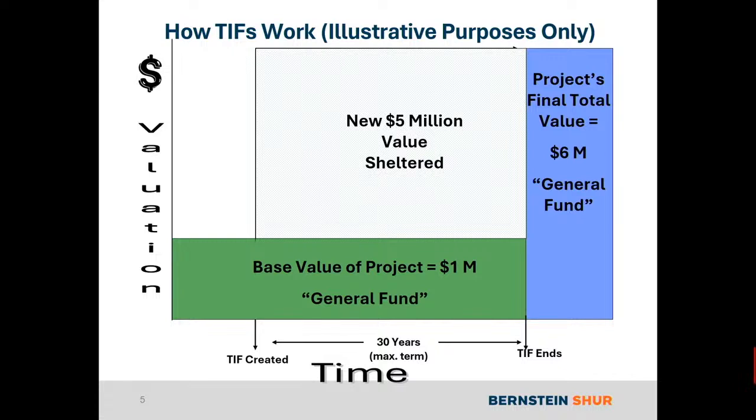So in this hypo, it's a $5 million investment, so the assessed value of that property is $6 million, but it's divided up in a way where the taxes on the original assessed value will go to your general fund, and the taxes on the new value, TIF revenues, will go to your TIF fund that can be spent only for designated purposes. At the end of the life of the TIF, the taxable value becomes $1 million again. And so in this case, after 30 years, it'll be a $6 million tax project.